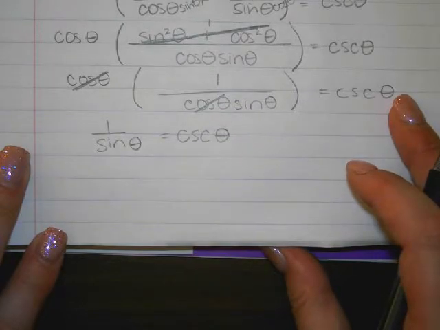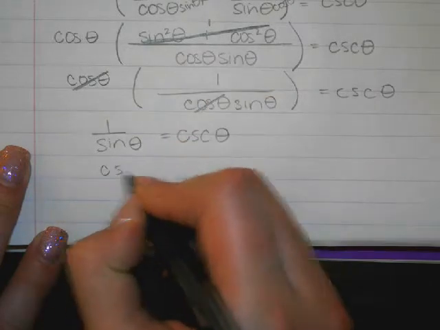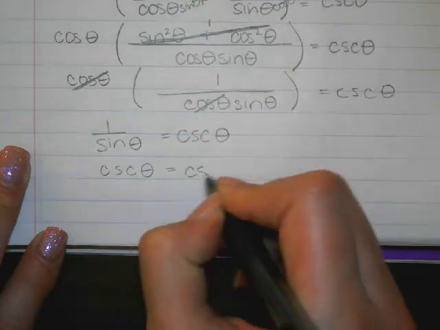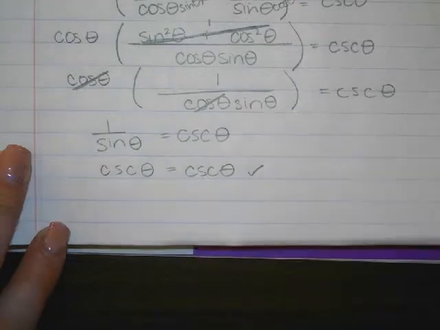And those are the same thing, right? 1 over sine is cosecant. So now we can say cosecant equals cosecant. I made them exactly the same, and so my proof is done.